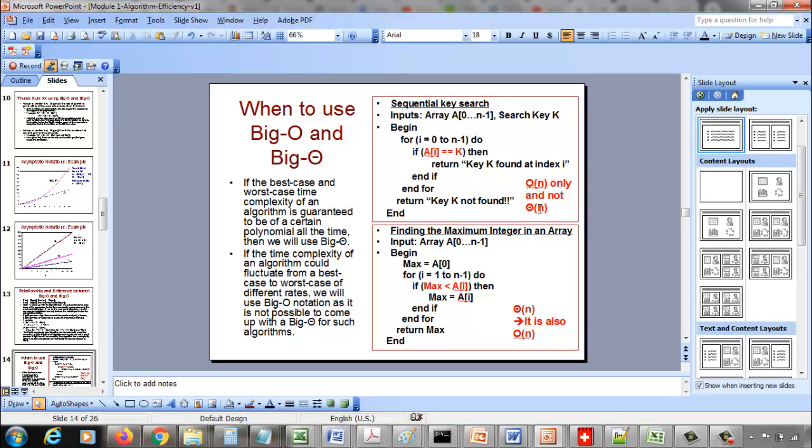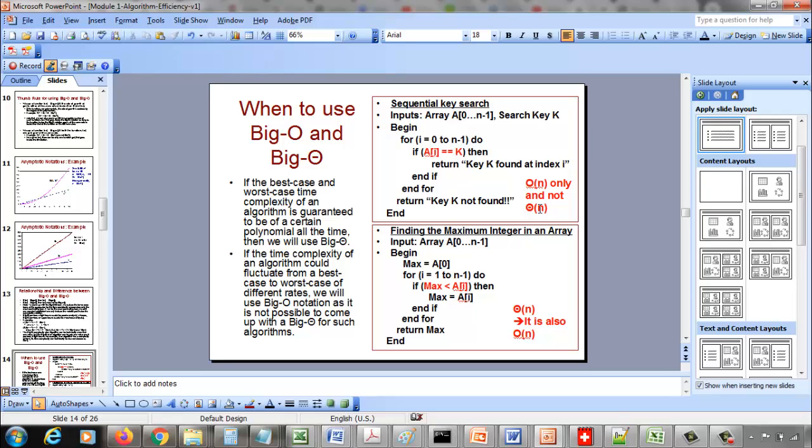But in this case, in the sequential key search, we saw that the time complexity could be as small as one comparison. So 1 is not equal to n. 1 and n are two different functions. They grow at different rates. So that's why we cannot use theta notation if best case is different from worst case.